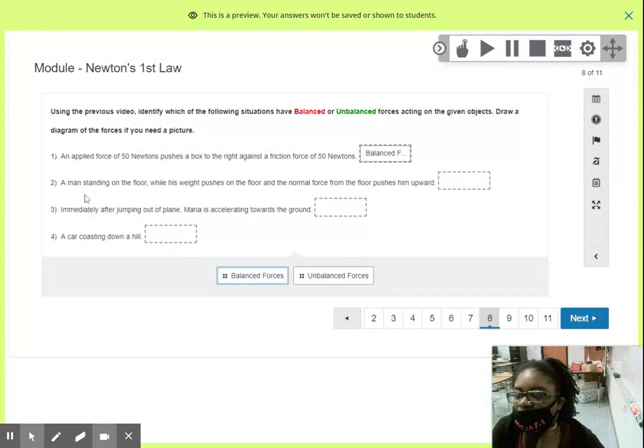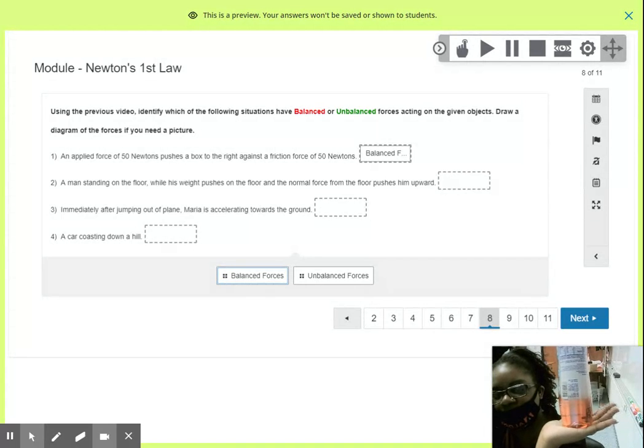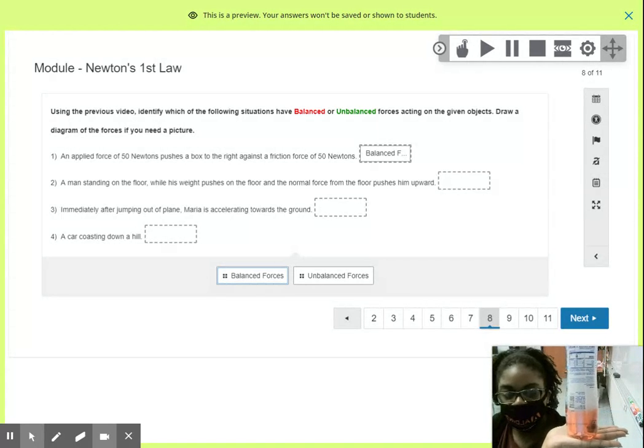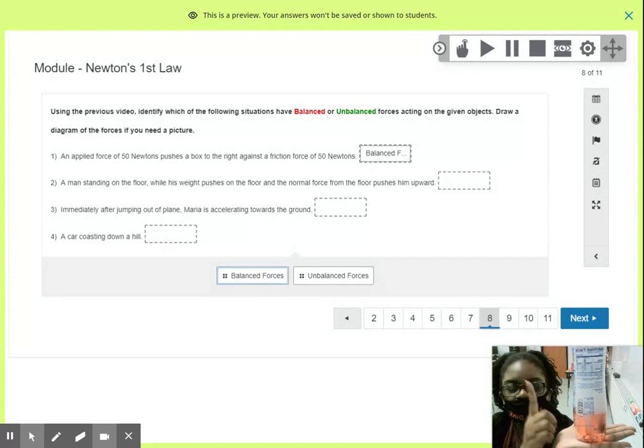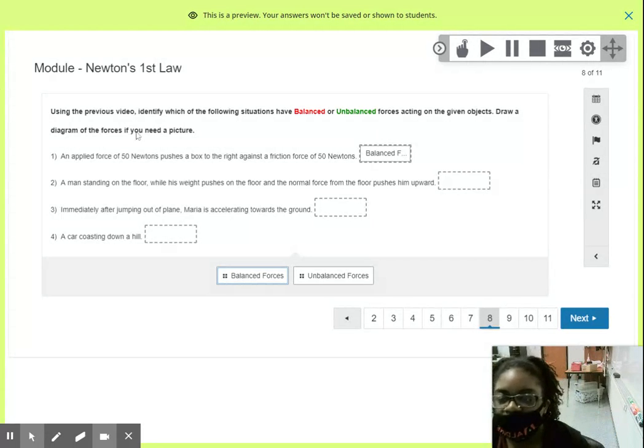Now, number two, we have a man that's standing on the floor, and I'm going to use my bottle to demonstrate. His weight pushes on the floor, and the normal force from the floor pushes him upward. So normal force is just that supporting force from the surface to the object. Well, if you see here, my object is not sinking down and it's not levitating in the air. So therefore, the normal force and the weight, which is also gravity, are equal. So this is balanced.